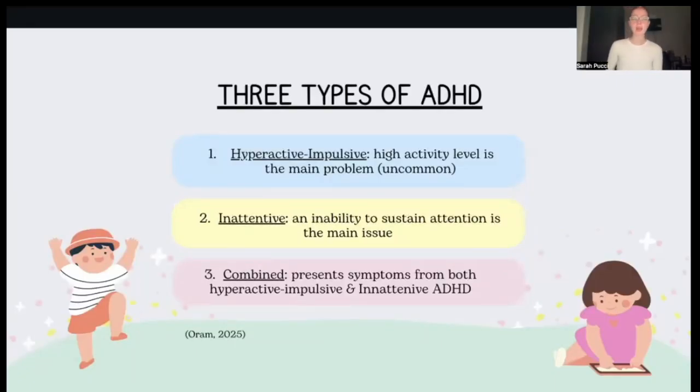So, number one, we have hyperactive impulsive. High activity level is the main problem, and this one is more uncommonly diagnosed. And number two is inattentive. An inability to sustain attention is the main issue. And number three is combined, which presents symptoms from both hyperactive impulsive and inattentive ADHD.